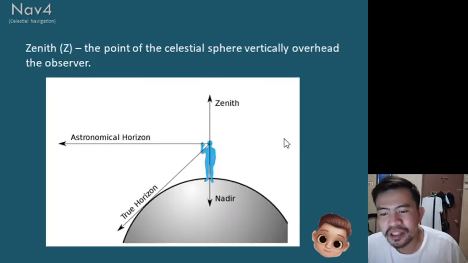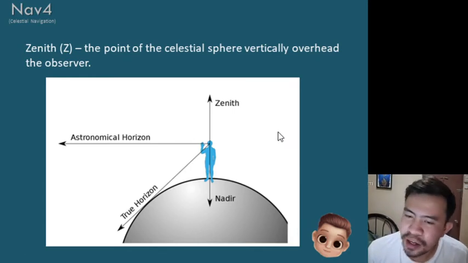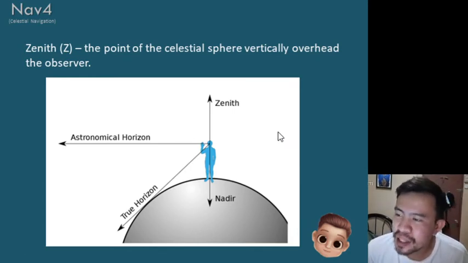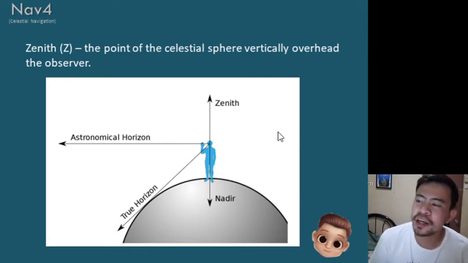So we'll be unlocking some terms. One is the zenith. Zenith is the point of the celestial sphere vertically overhead the observer.